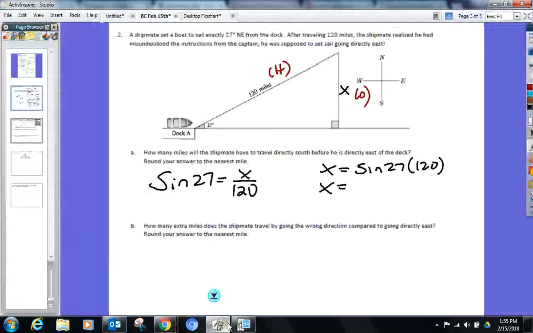54 miles. Got it? So we'll have to go 54 miles south. Now, this is a great part B.